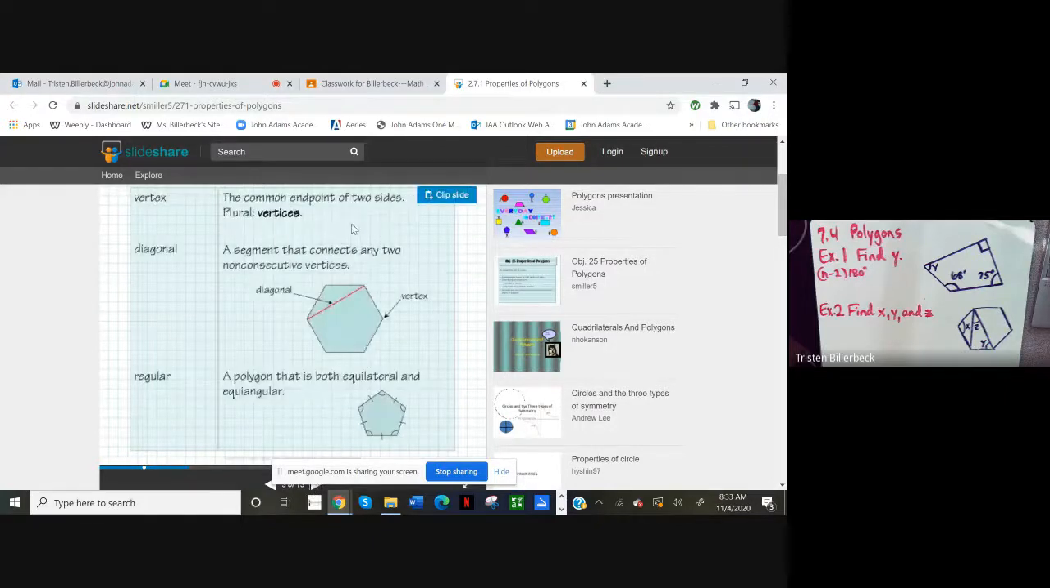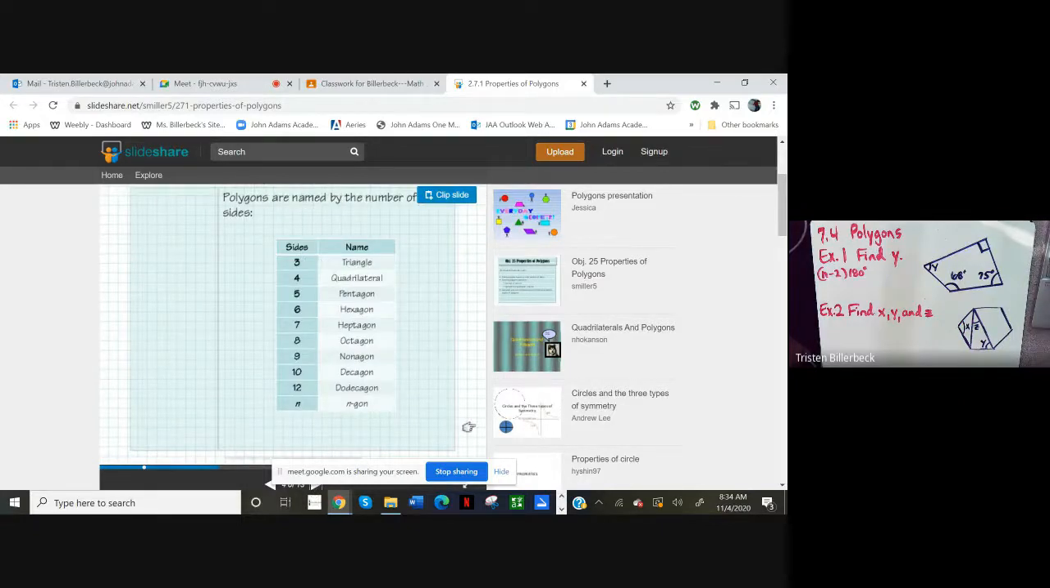The common endpoint of two sides is called a vertex. So we have a vertex here where the two lines intersect. A diagonal, which you've learned from the last lesson, connects a vertex to another vertex, but it lies on the interior of the polygon. A regular polygon is both equilateral and equiangular. That means all the sides are equal, all the interior angles are equal with each other, and all the exterior angles on the outside are equal with each other.